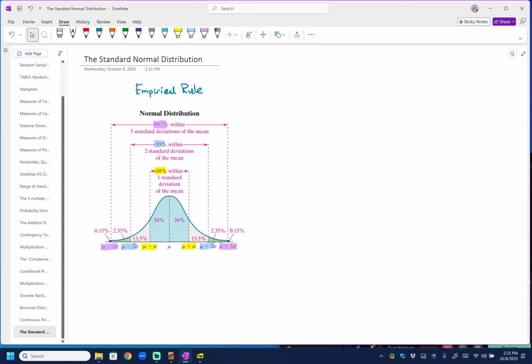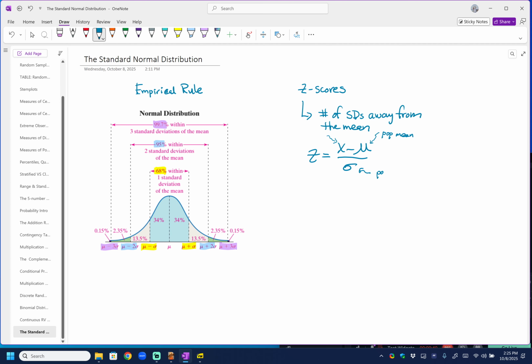Another topic we covered for bell-shaped curves was z-scores. Now, z-scores, if you recall, were the number of standard deviations away from the mean. And we specifically used a nice formula that was z equals x minus mu over sigma. So whatever value we're trying to convert, we have our population mean, and we have our population standard deviation.